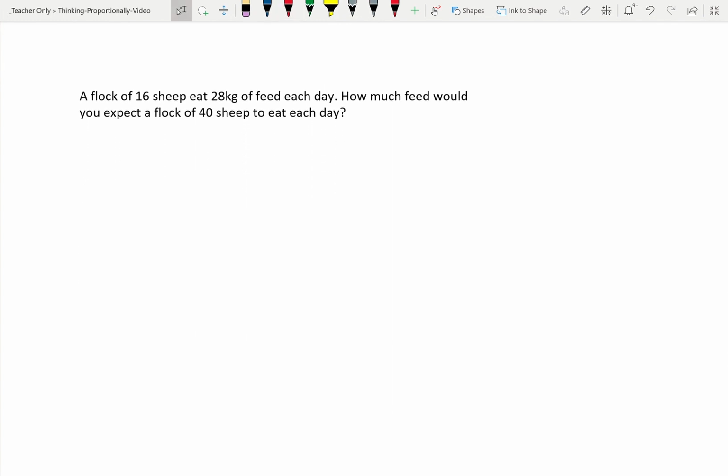A flock of 16 sheep eat 28 kilograms of feed each day. How much feed would you expect a flock of 40 sheep to eat each day? Well, instead of dealing with 16 sheep, we're scaling up to a flock of 40 sheep. How much bigger is this flock of sheep? You can see it's more than twice as big. It is 40/16 times as big. That's a number slightly more than 2.